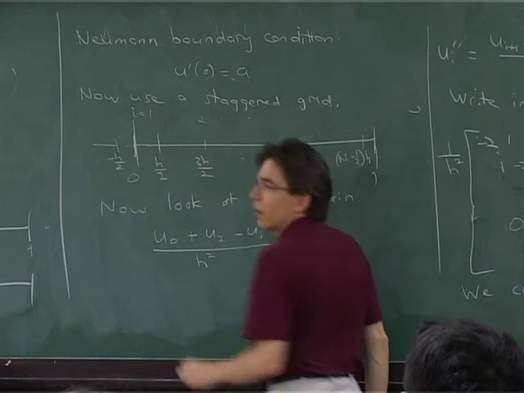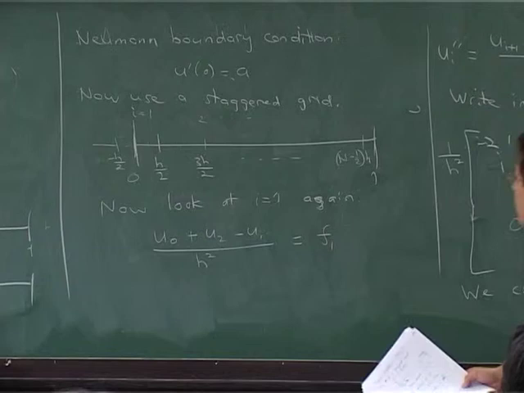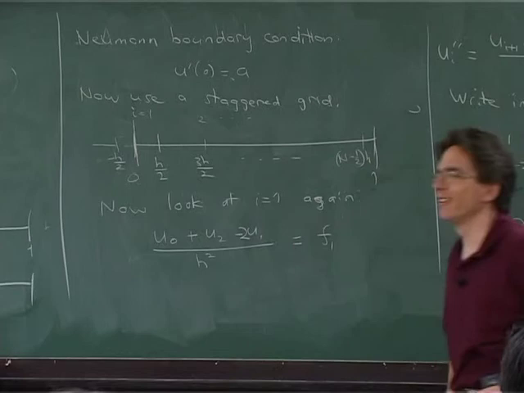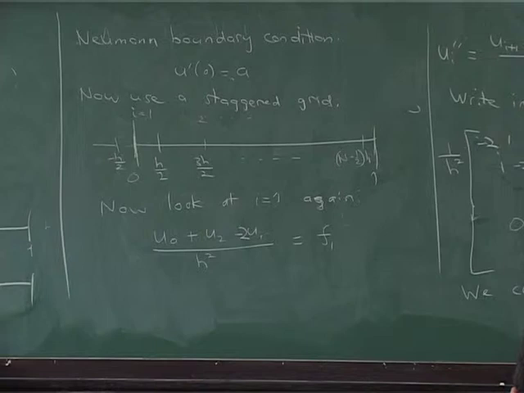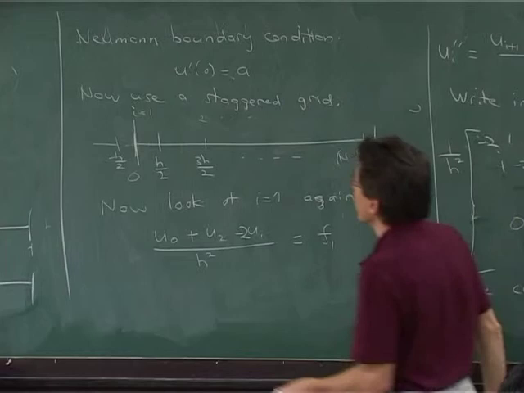Sorry, did I say zero somewhere in there? Okay, sorry. You want the derivative to be A, not zero. And you want it to be A at x equals zero.